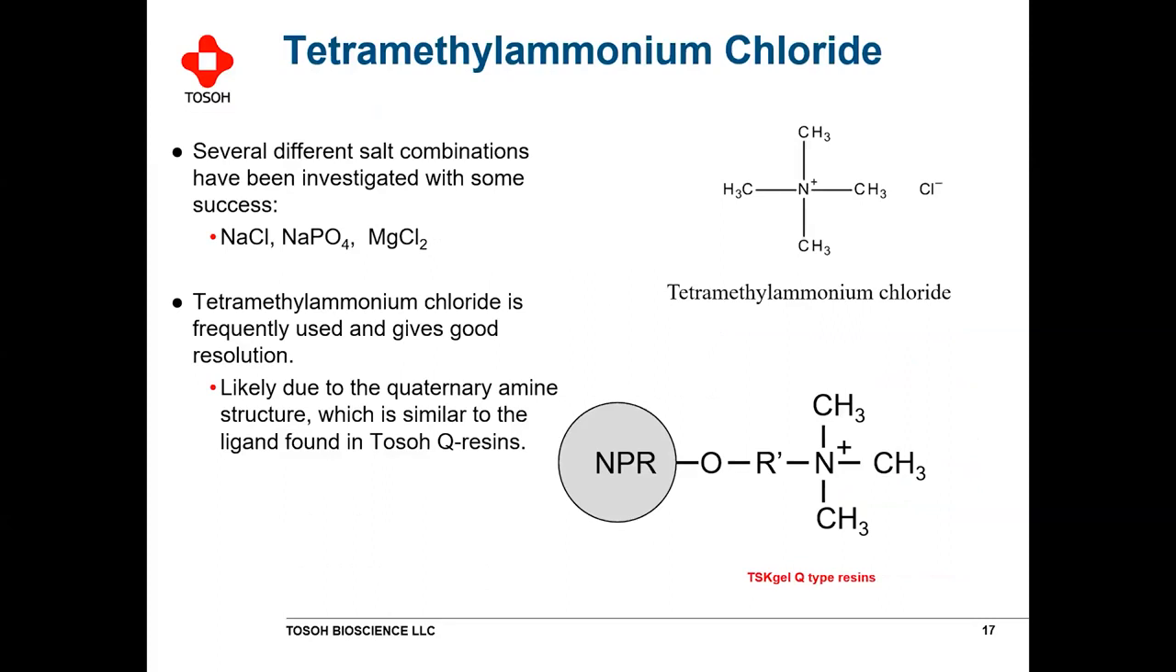Some of the salts that we've looked at have included sodium chloride, sodium phosphate, and magnesium. We've had very good success with tetramethyl ammonium chloride. If you look in the literature, a lot of people will use this. It is believed to work well because it has a quaternary amine structure, which is very similar to the ligand found on Tosoh Q resins. If you look on the right at the top, you can see the tetramethyl ammonium chloride molecule. And below that, you can see a generic representation of a Tosoh TSKgel resin. You can notice in both cases, we have this amine structure, which looks very similar.